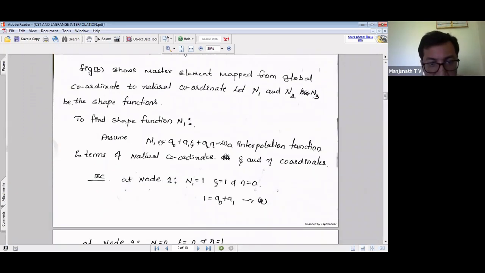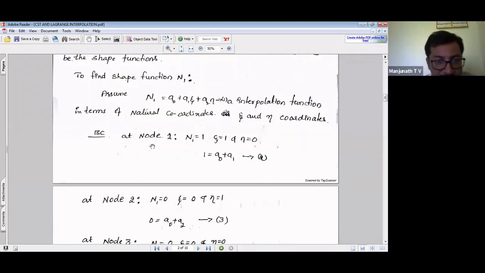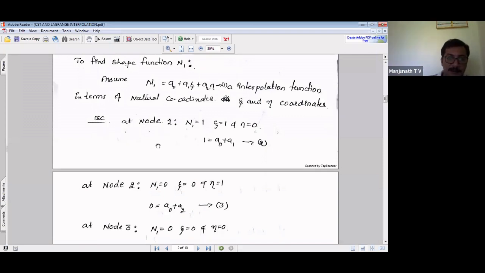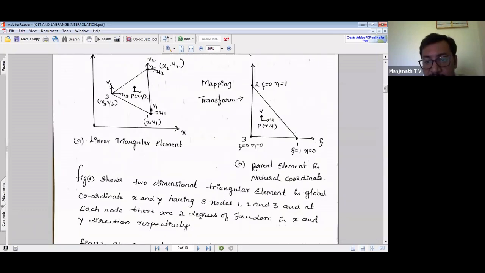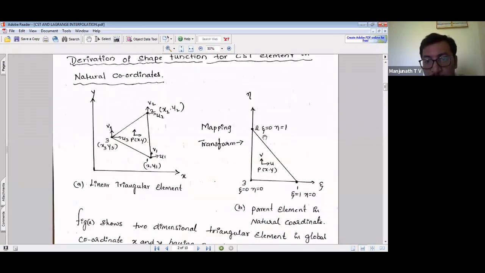So n1 is equal to a naught plus a1 zeta plus a2 neta. Consider this as equation number 1, an interpolation function in terms of the natural coordinates zeta and neta. Now just consider the boundary conditions. We have 3 nodes, and at each node we are going to consider what the n1 value is and what the zeta, neta values are.